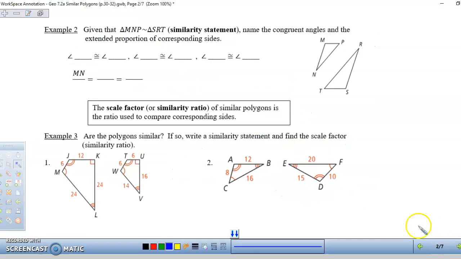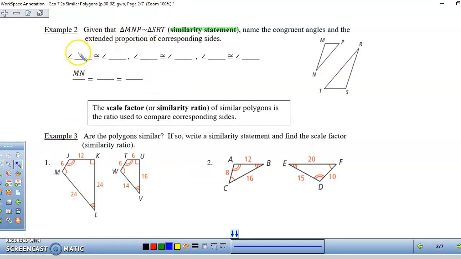Okay, so using another example here. Given the statement here, triangle MNP is similar to triangle SRT. That is called a similarity statement. People tend to forget that's what it's called, so let me highlight that. That is a similarity statement. Okay, so what you're going to do is make all of the angle congruency statements and then write the extended proportion. So pause and give that a go, just like on example 1.